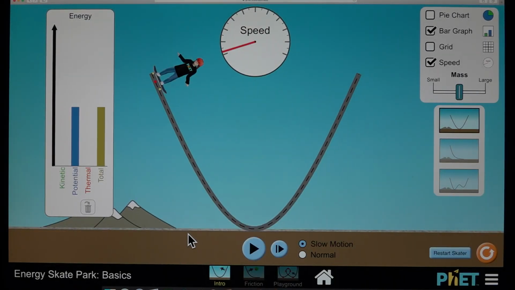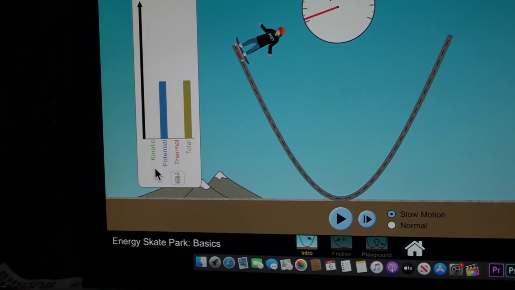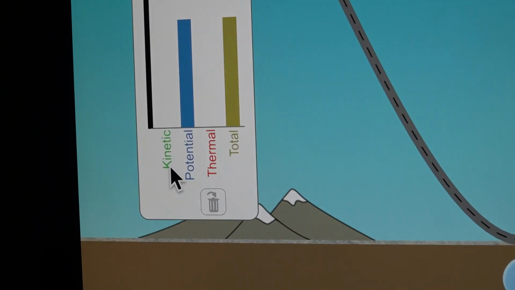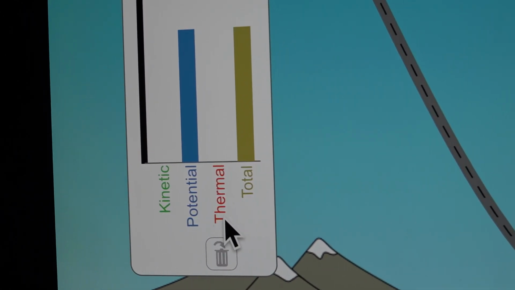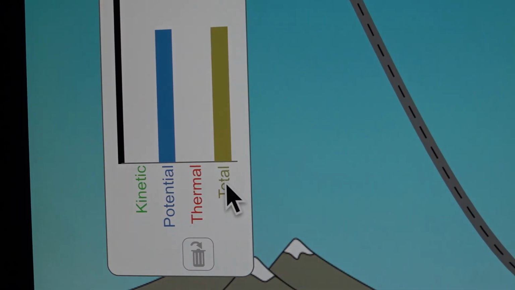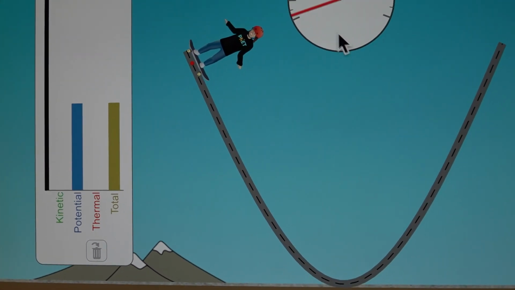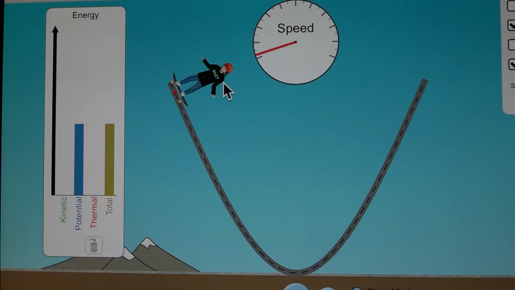To explain more on the kinetic energy and potential energy, I'm going to use this PhET simulation. And if you notice here, this is the energy graph. The green shows kinetic energy. This shows the potential energy. For now, please ignore the thermal energy. We don't need this. And this one here shows the total energy. And this speedometer here will tell you the speed of this skateboard player.